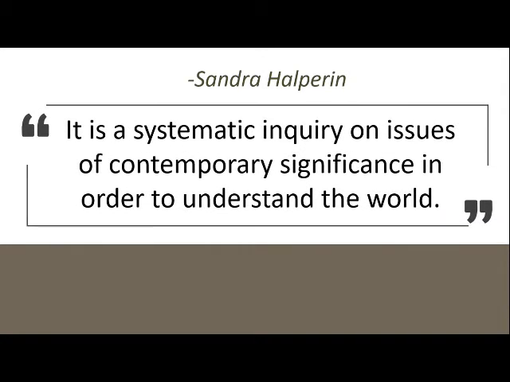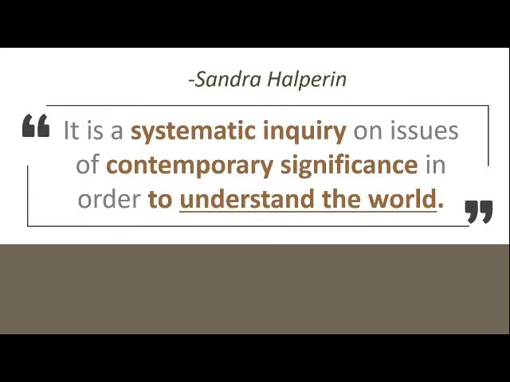Lastly, we have a definition by Sandra Halperin. She is the author of the book Political Research Method and Practical Writing. So she defines research as a systematic inquiry on issues of contemporary significance in order to understand the world. Let us dive deeper into that definition. There are three important elements that she mentioned.